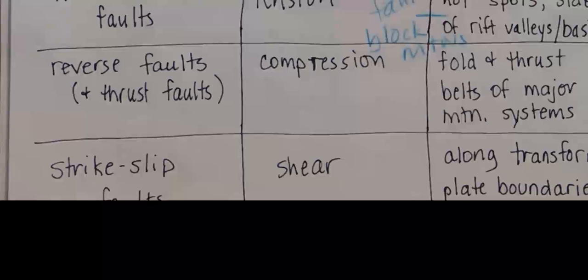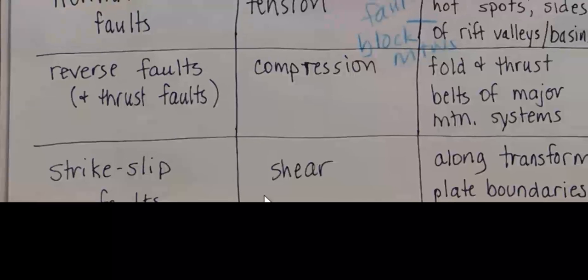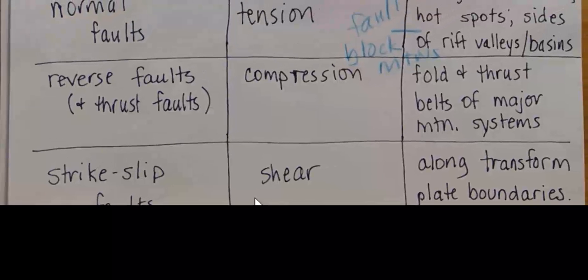Finally, we have strike-slip faults. They're the result of the crust being under shear stress for long periods of time. That typically happens along transform boundaries, where you have two plates trying to slide past each other. And the movement, the episodic movement of the two plates relative to each other, is accommodated by movement on strike-slip faults.